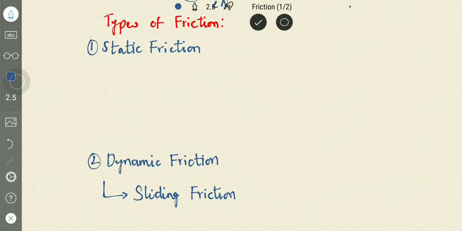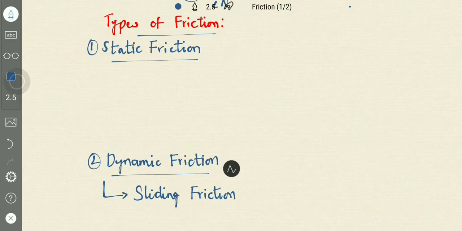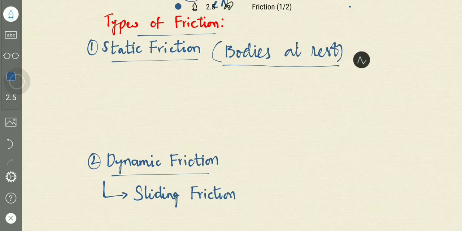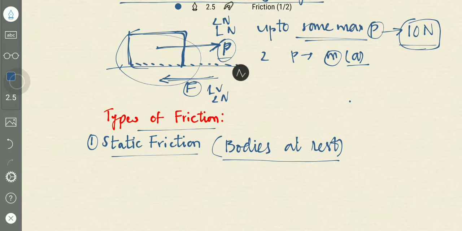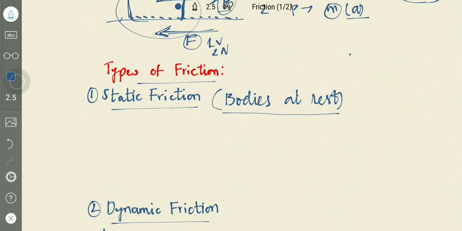Based on rest and motion, friction is divided into two types. One is static friction and another is dynamic friction. Static friction is the one in which the body is at rest. Friction acting on bodies at rest is called static friction. We have seen in this example that the body is staying at rest up to some point. In this case it is 10 newtons. Up to this point the body stays at rest only. The frictional force which is acting in this condition is called static friction.